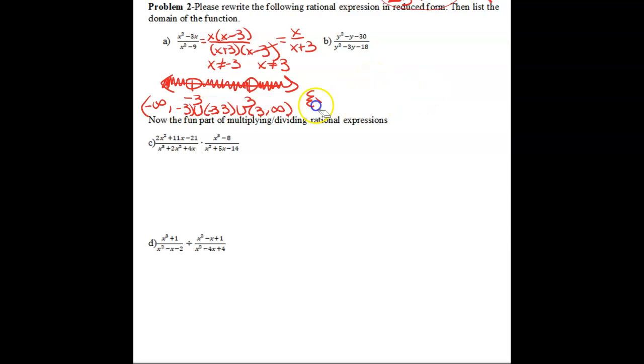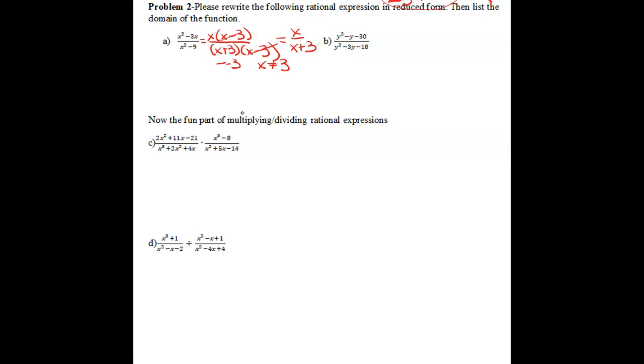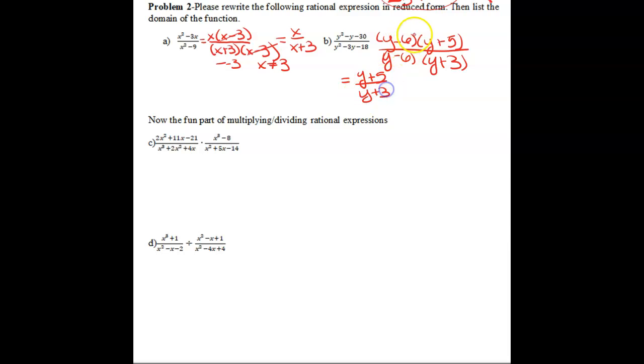Moving right along, need a little bit more room. Alright, so I need to factor the top and factor the bottom. Factoring the top, I should get y minus 6 and y plus 5 over y minus 6 and y plus 3. Okay, so we factored, now we cancel. I get y plus 5 over y plus 3, because those are the only ones that don't cancel, so that's writing it in reduced form.